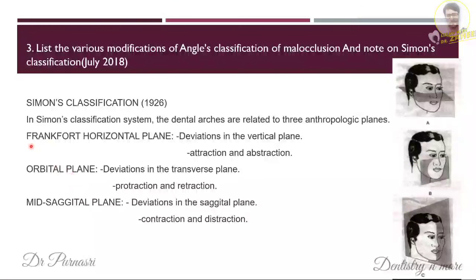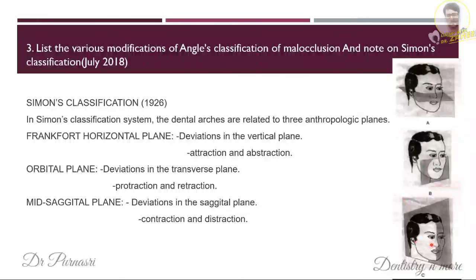So when we check the teeth in relation to the Frankfurt's horizontal plane, we check for the deviations in the vertical plane. If the teeth are closer to the Frankfurt's plane, we call it attraction, and if they are away from the plane, we call it abstraction. In the same way, in relation to the orbital plane, we check for deviations in the transverse plane. If they are closer to the orbital plane, we call it retraction, and if they are away, we call it protraction.